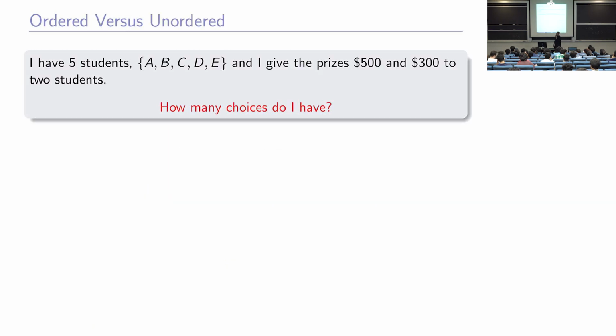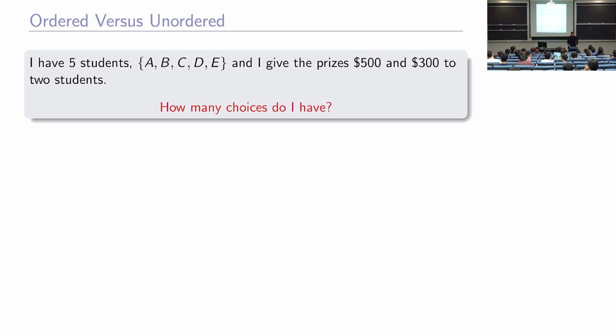So suppose I have 5 students and I give the prize of $500 to the first prize holder and $300 to the second. So how many choices do I have? Remember last time we were giving a grade, right? Now you're getting dollars, $500 and $300. How many choices do I have?